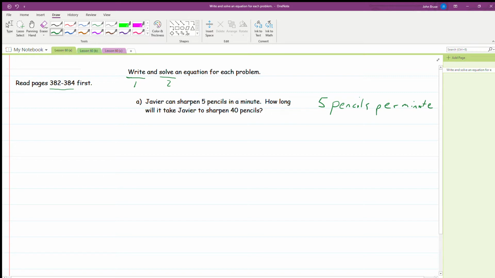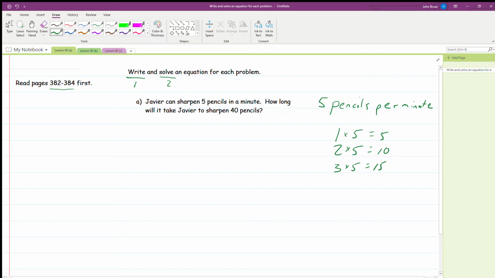In 2 minutes, he can sharpen 10 pencils. In 3 minutes, he can sharpen 15 pencils. So it's something like this. 1 times 5 is 5. 2 minutes would be 2 times 5 is 10. And 3 minutes would be 3 times 5 is 15. So you get a kind of general idea of what our equation is going to look like.